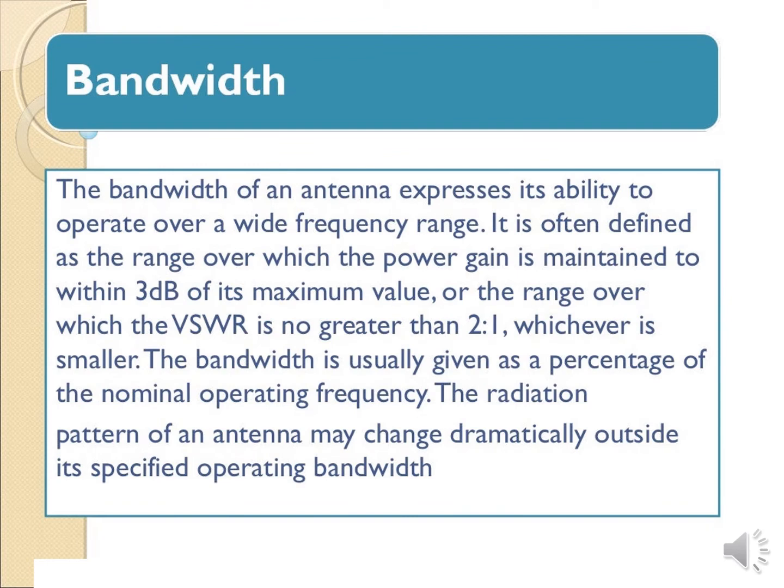So the next parameter is bandwidth. Bandwidth is the ability to operate over a wide frequency range. We can say that the bandwidth is at maximum when the power gain is up to 3 dB, and the VSWR is not greater than 2:1. The bandwidth is usually given as a percentage of the nominal operating frequency. The radiation pattern of an antenna may change dramatically outside its specific operating bandwidth.